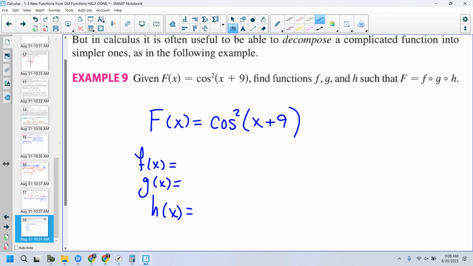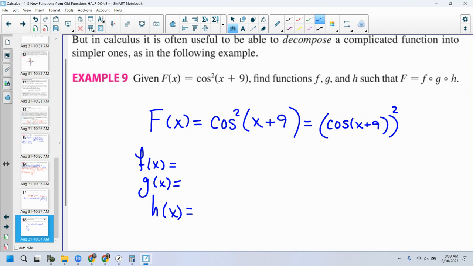Now remember, that notation of cosine squared of x plus 9. Why is this 2 next to the cosine? What are you squaring here? Well, remember that this is equivalent to saying cosine of x plus 9 squared, right? Cosine squared of x plus 9 is essentially saying cosine of x plus 9, squared. It's a little bit easier to see what each piece is when I do it that way.